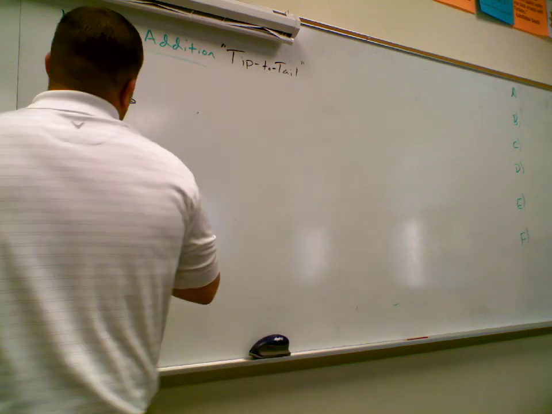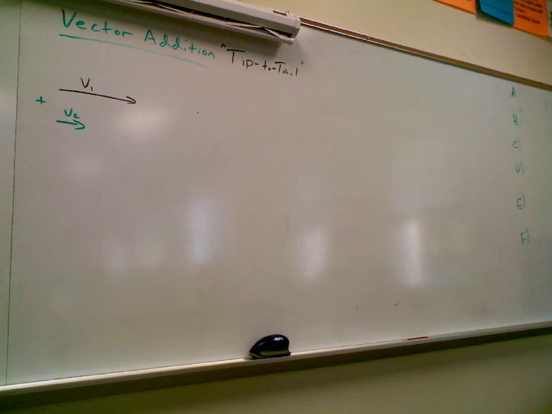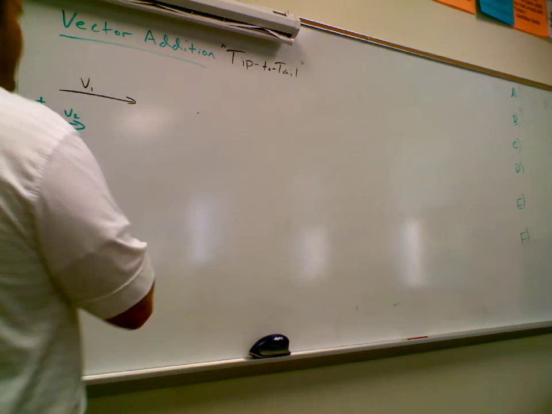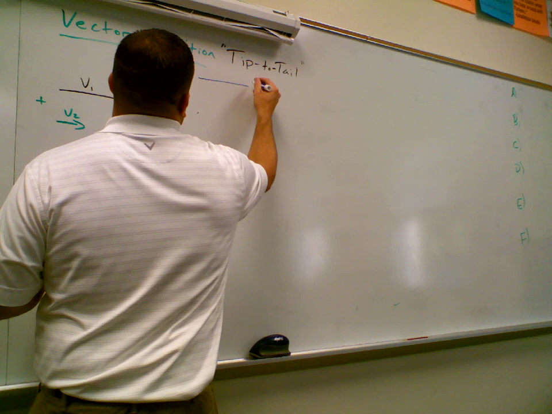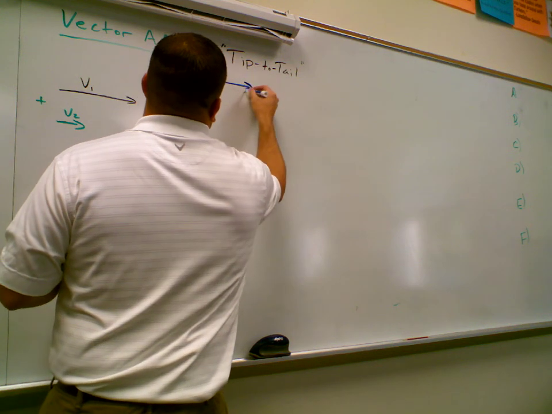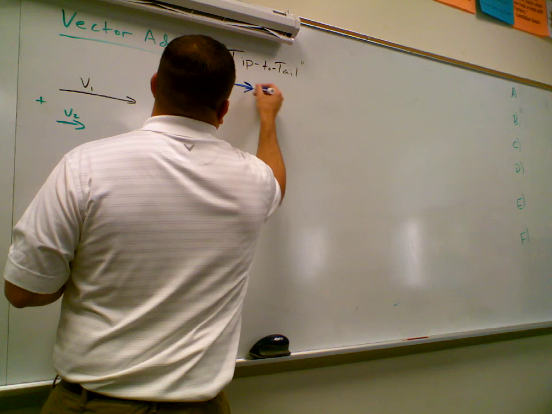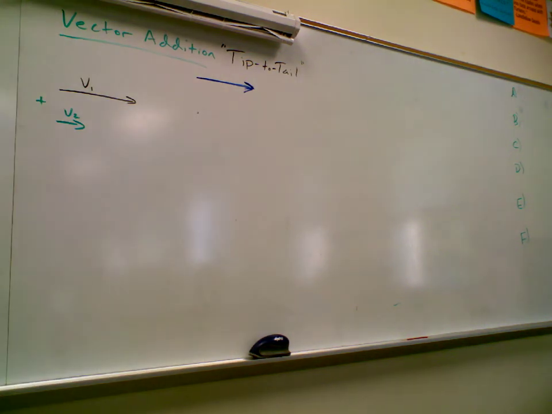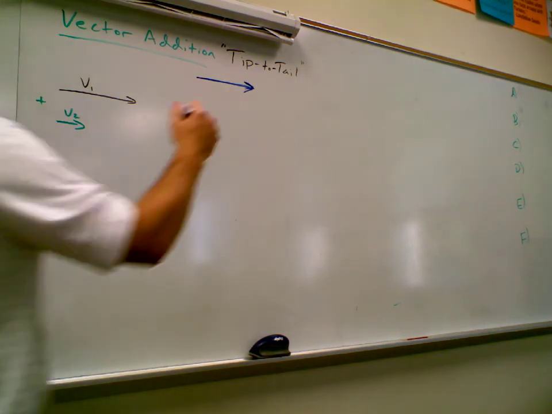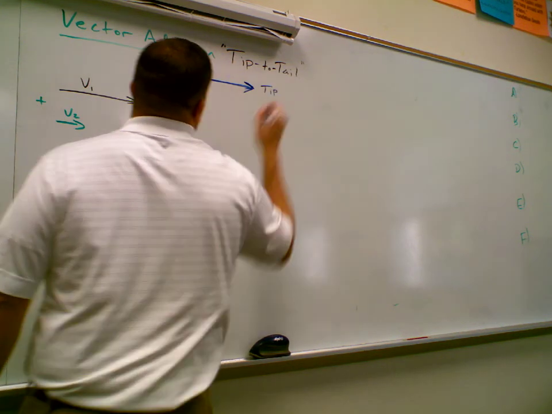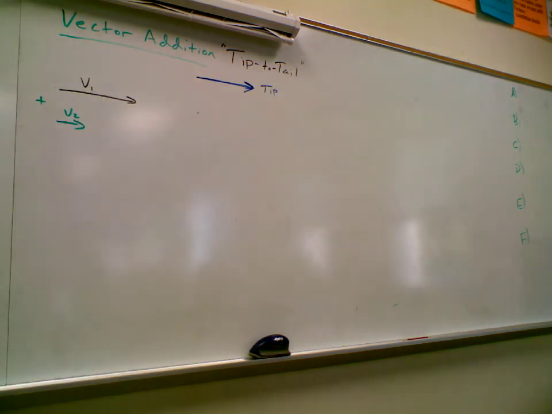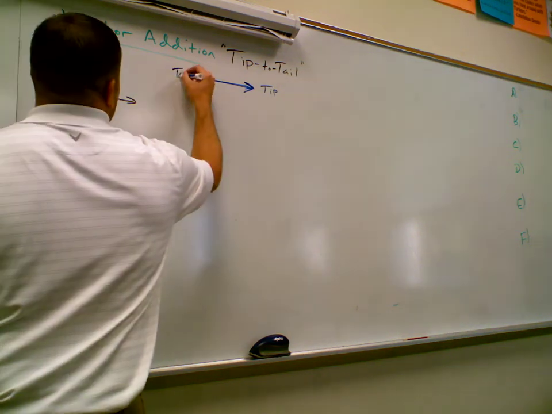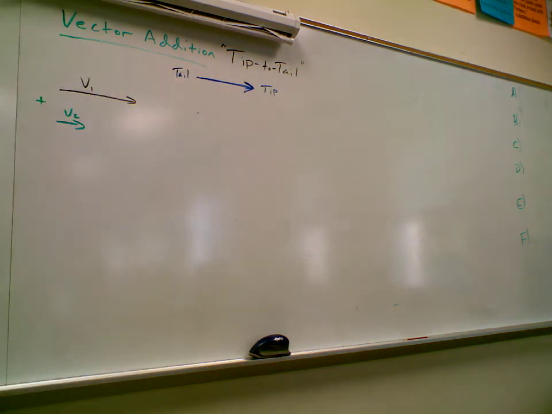It tells you exactly what you need to do. Now, every vector has a tip, and every vector has a tail. So, if I draw a vector, here's my vector. Where's the tip? At the tip of the arrow. Where is the tail? At the back. The tail is where it's coming from, the tip is where it's going. Does that make sense?